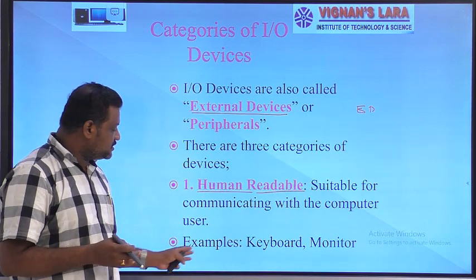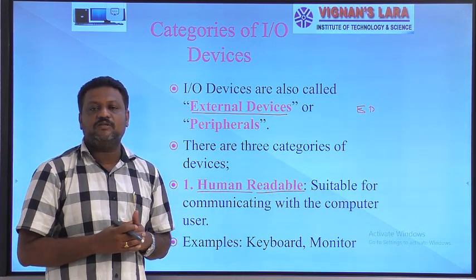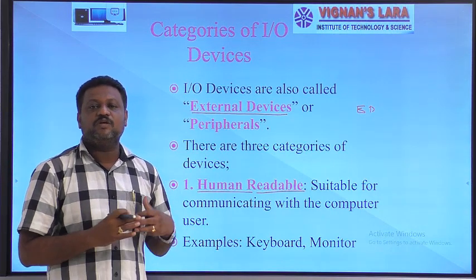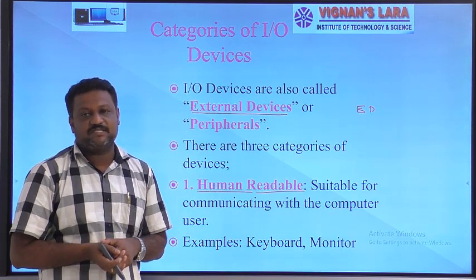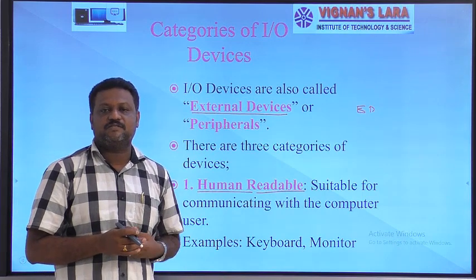Examples of this are the keyboard, monitor, mouse, and printer. All these we can call human readable devices. It means the human interaction with the computer system is done with the help of these I/O devices. That is the first category of I/O devices.